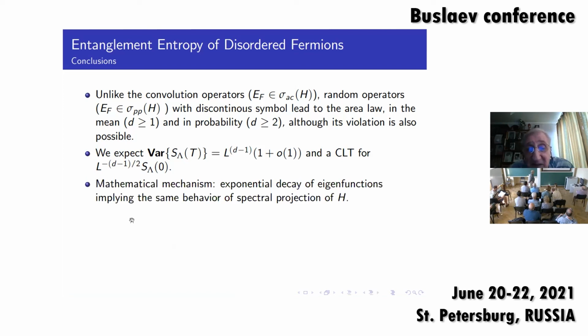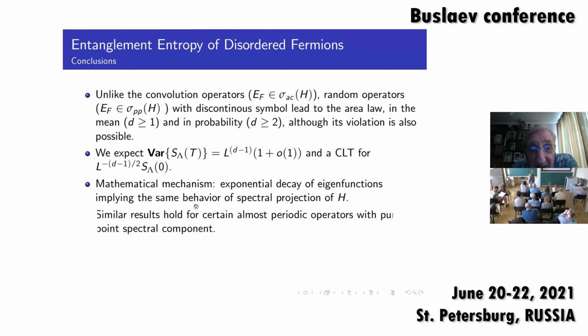The mathematical mechanism, which I had no opportunity to discuss because I announced that I would like to make a review, so it is just a list of results, but the proof heavily relies on the most serious feature of the random Schrodinger operator, this Anderson localization, in particular the exponential decay of eigenfunctions, which implies the same property of the spectral projection. A similar result holds for certain almost periodic operators with pure point spectral components. So your quantum computer could contain impurities, and even if you use quasi-crystals instead of crystals, you could also have problems with the entropy. Okay, thank you very much. I finished.